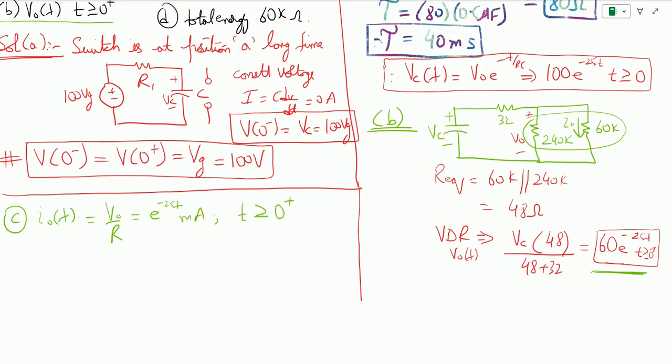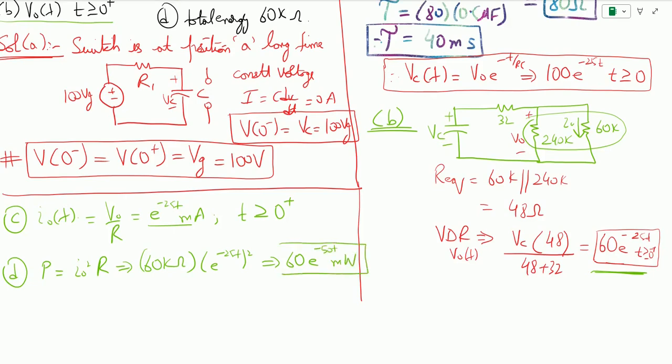And finally, for the last part, we need to find the total energy that is available in the 60 kilo ohm. So power equals I square R, and we know that this is I naught, we have already figured out from here, and R is 60k. So 60 kilo ohm multiplied by e raised to power minus 25t whole square. So this comes out to be 60 e raised to power minus 50t milliwatts.